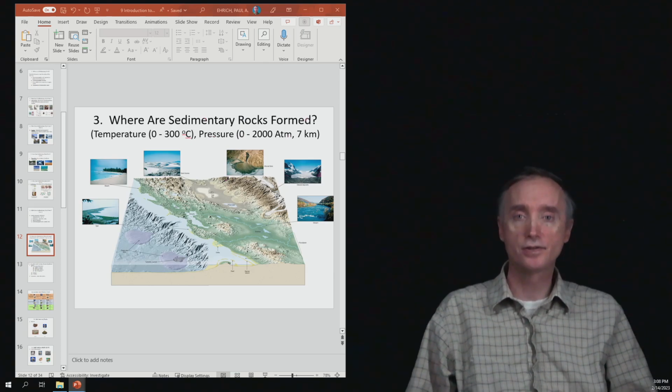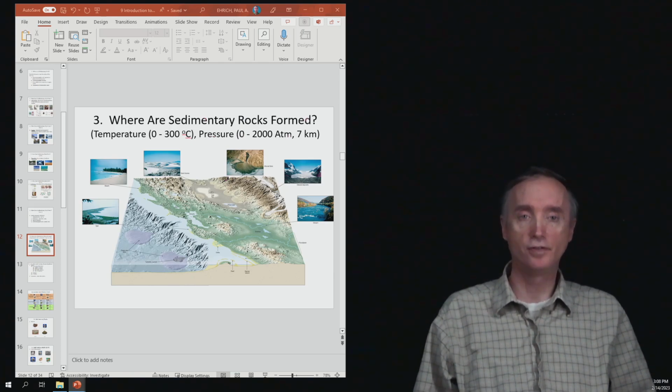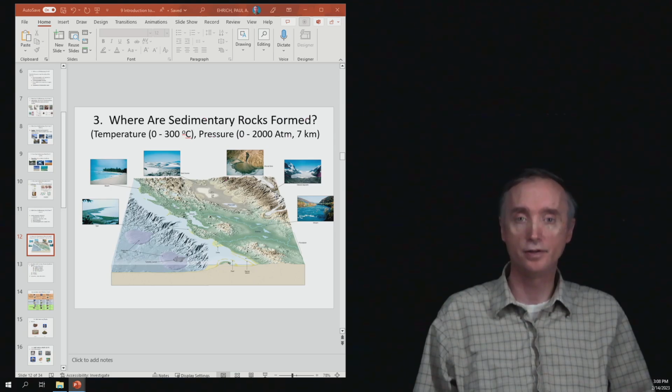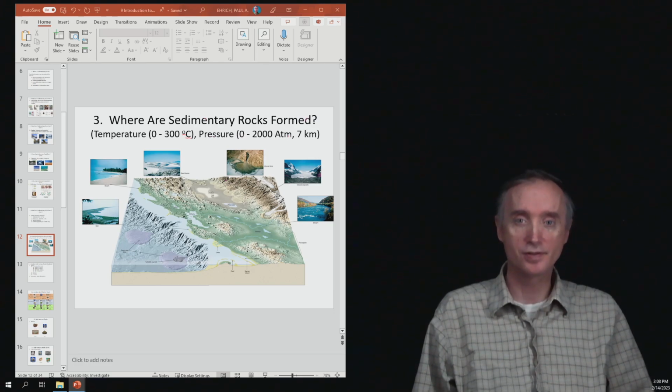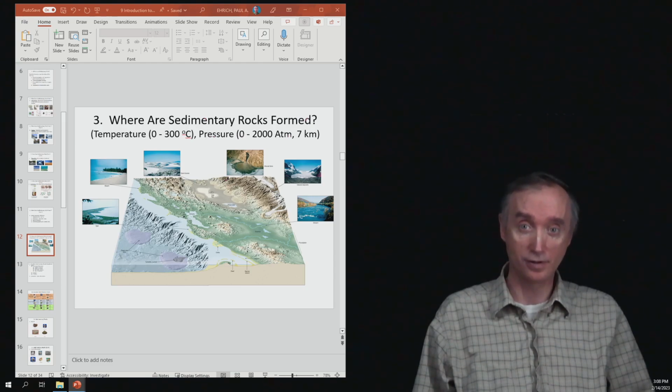Okay, I'm back, and so now we want to talk about what are the environments in which you find sedimentary rocks. Well, it's basically what environments do you find that have sediments? Where can you get sediments from? And that's basically everywhere. All right, so there's a lot of different places where sedimentary rocks form.